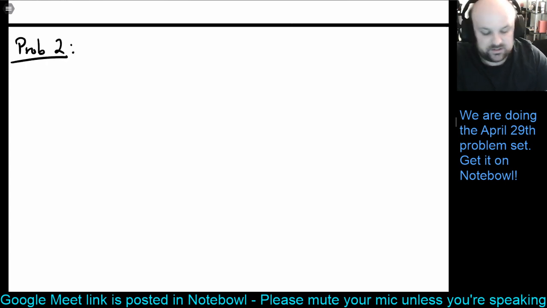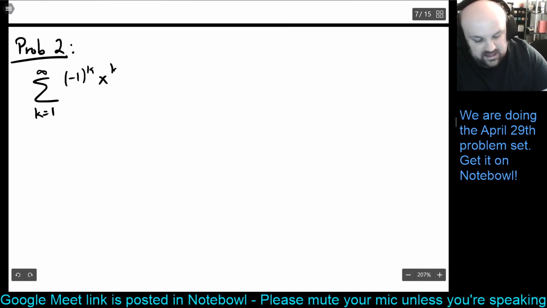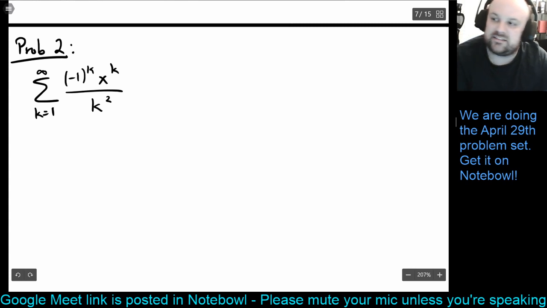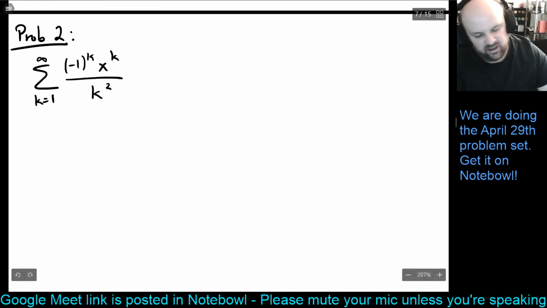Right? So here we are looking at the series from 1 to infinity, -1 to the k, x to the k, over k squared. And we want to ask, what is the radius of convergence here? What is the interval of convergence here? So, same business as always.